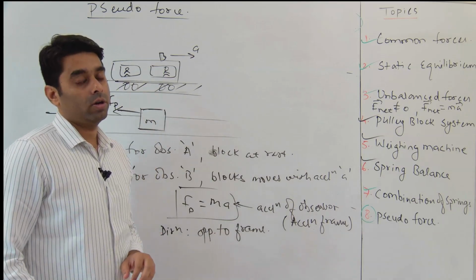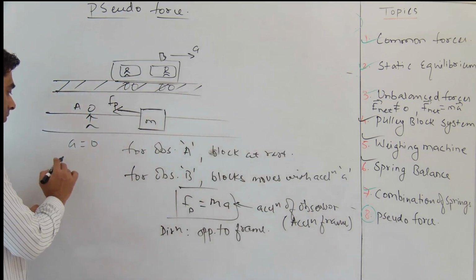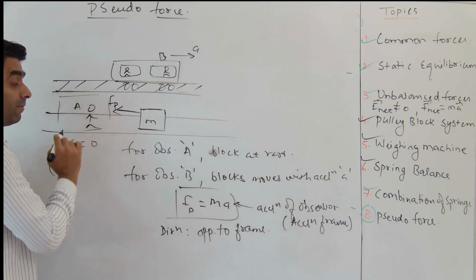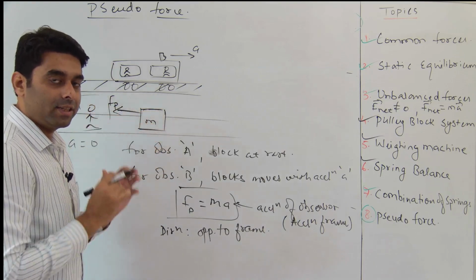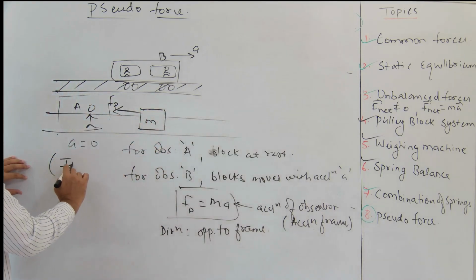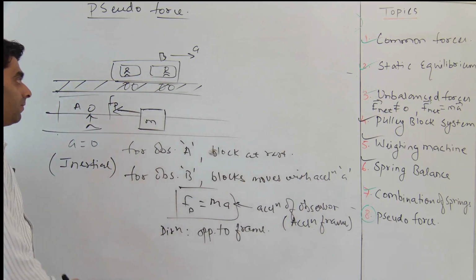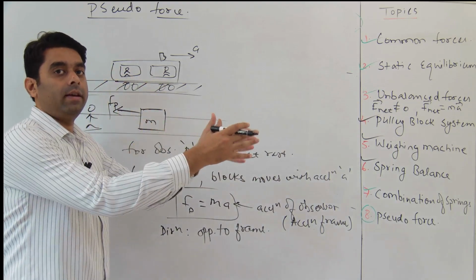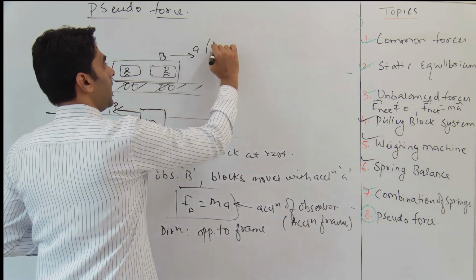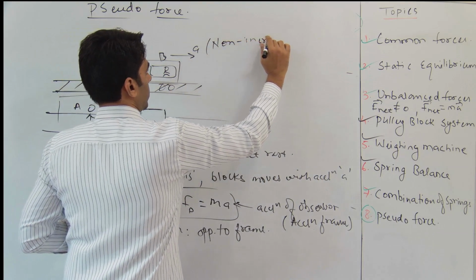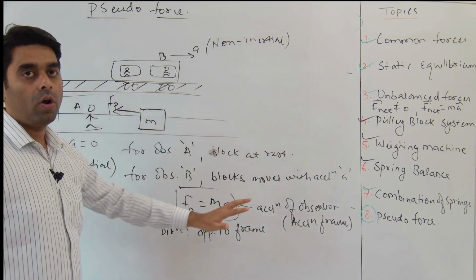So this is all about your pseudo force. Over here, the person who is standing, whose acceleration is 0, is in the type of reference frame from where we are observing, the observer whose acceleration is 0. These types of reference frames are termed as inertial frames. Whereas observer B is accelerating. This type of reference frame is termed as non-inertial reference frame. So this is all about your pseudo force.